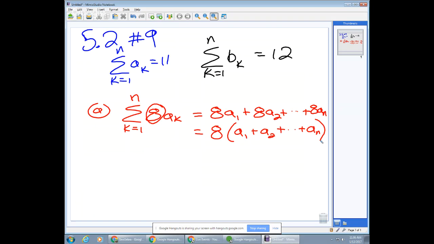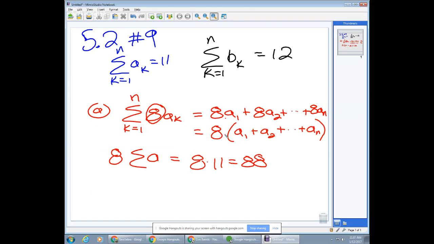So the general rule for something like this is if you have a constant multiple of something that's being added, you can pull that multiple out. So it's just 8 times whatever the sum of the a's is. The sum of the a's is 11. 8 times 11 would just be 88. So it doesn't matter whether we know what the individual a's are. All that matters is if we multiply a number by a sum, we can either do it term by term or undistributed.